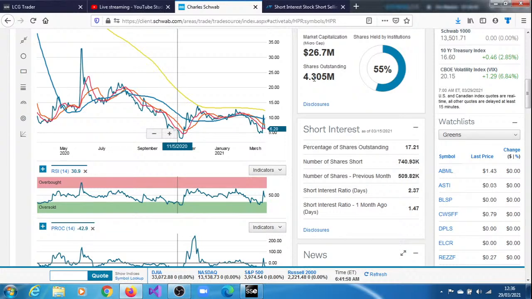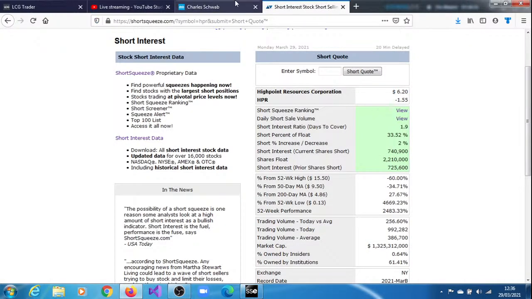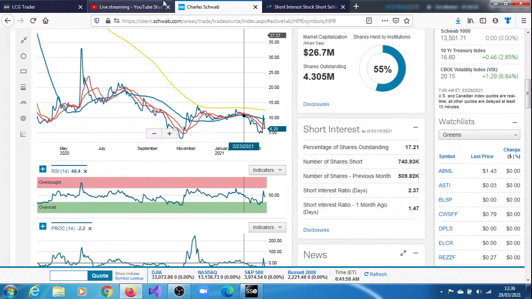It's definitely of interest. It's highly volatile, and yes, it will definitely continue to attract market participants.